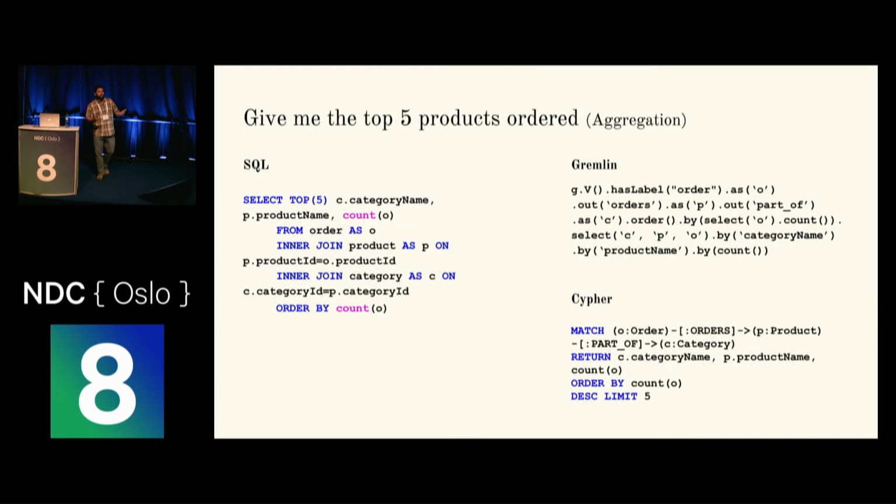Give me the top 5 ordered products. This is an aggregation type query, same sort of thing. Pretty straightforward SQL. I'm guessing everybody in this room has no problem writing this SQL without even looking up what syntax it is. It's a simple select top with a couple of inner joins and an order by. If you look at the Gremlin and the Cypher, yet again, it's pretty straightforward. All you're doing is basically defining what sort of pattern you want to find in the graph, and then returning the values.